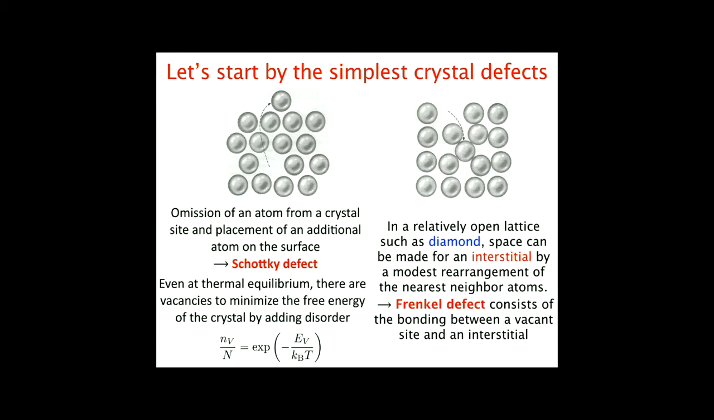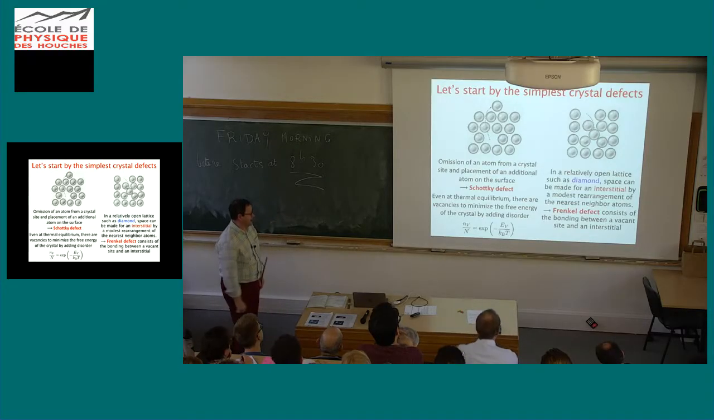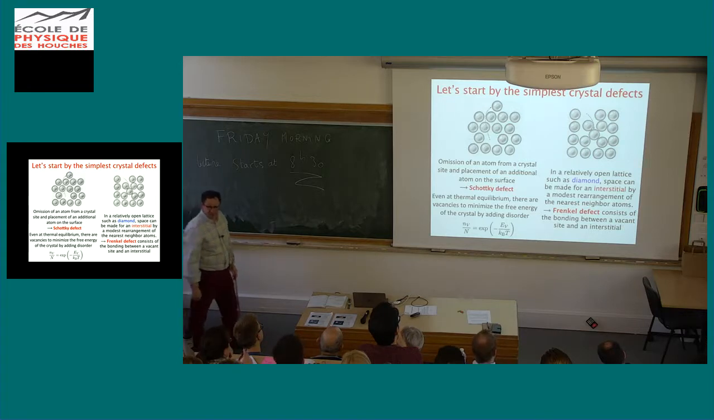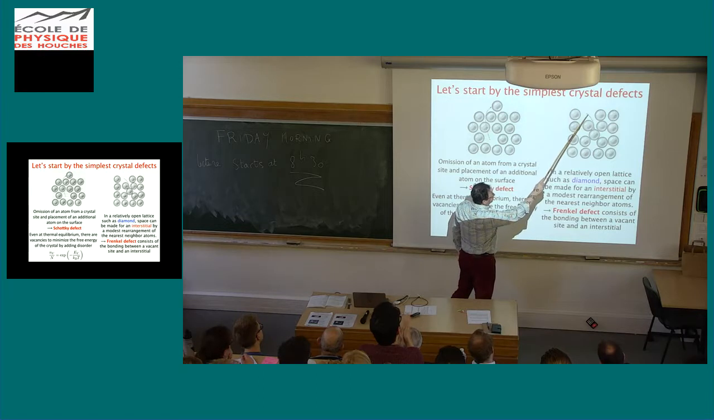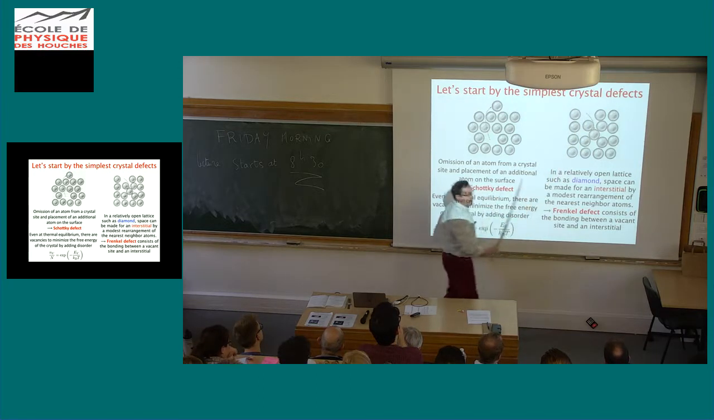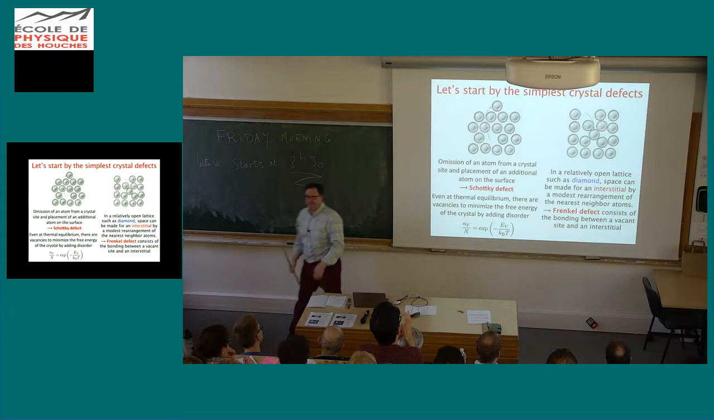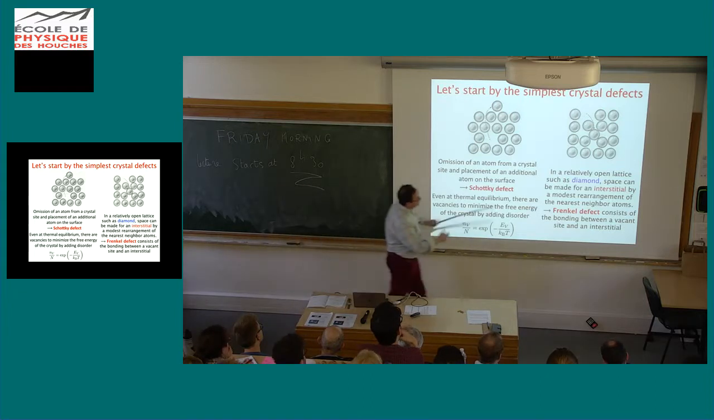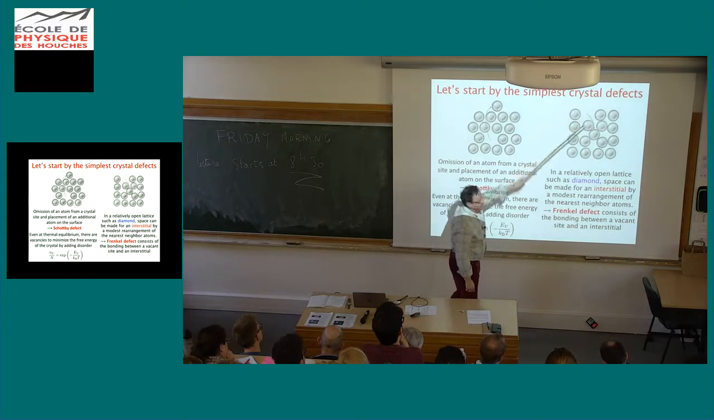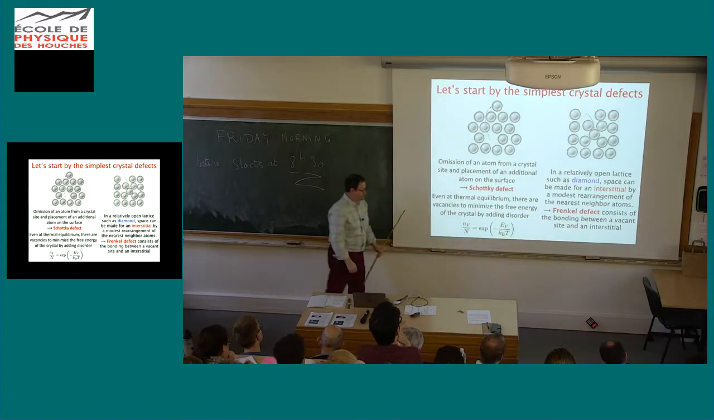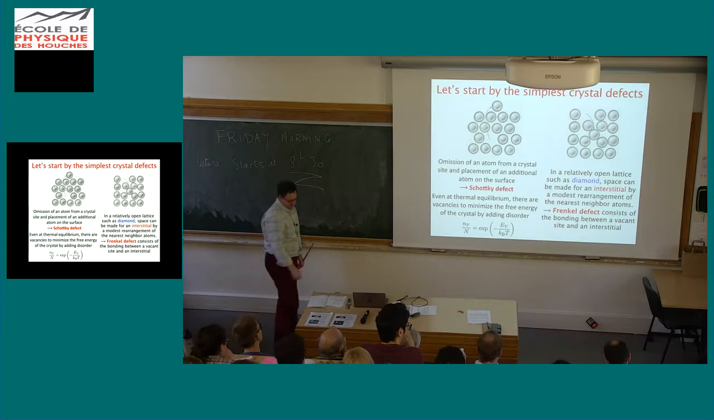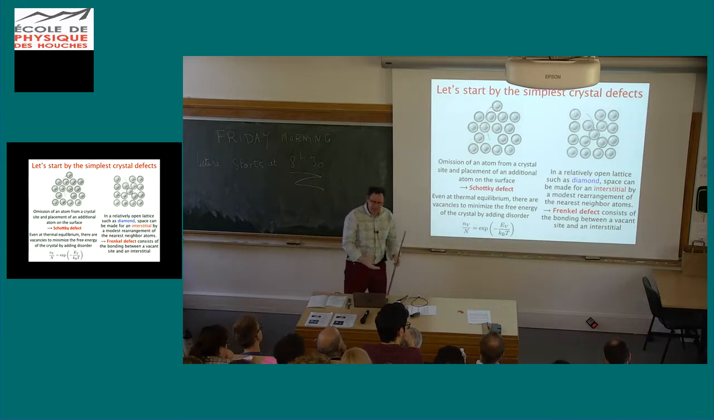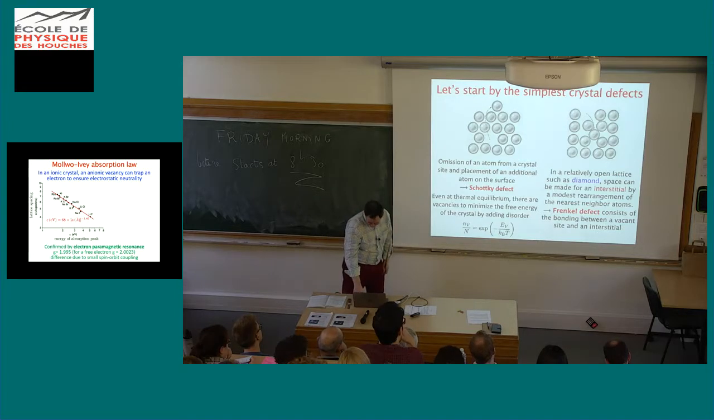If you now have a relatively open crystal, such as diamond, you can have space between the atoms so that one of those atoms can be transferred from the lattice into an interstitial position. Then you can have a kind of bonding between this interstitial atom and the vacancy it left when it was moved, and that is called the Frenkel defect, which consists of this bonding between these two systems. So this is really the simplest structure you can imagine.